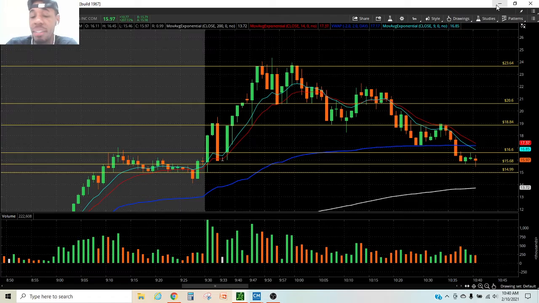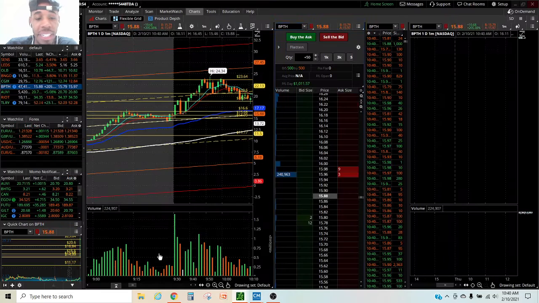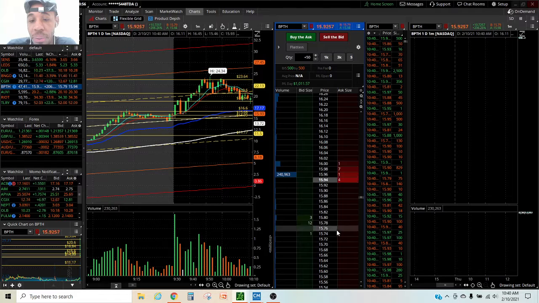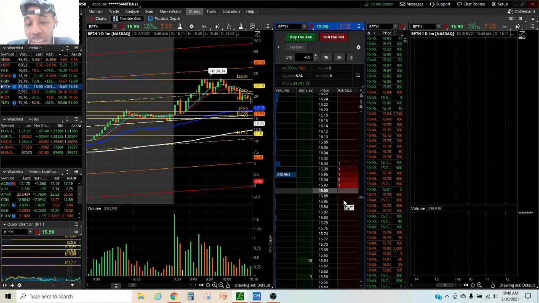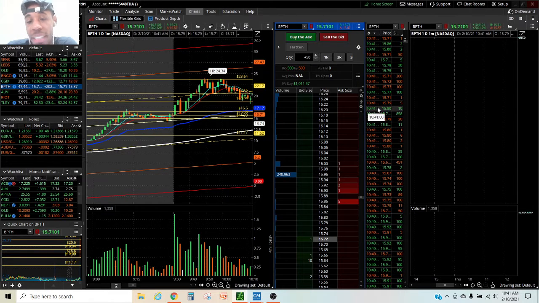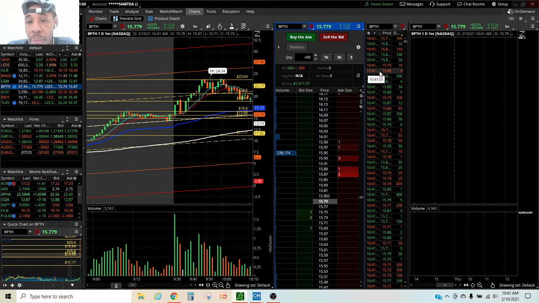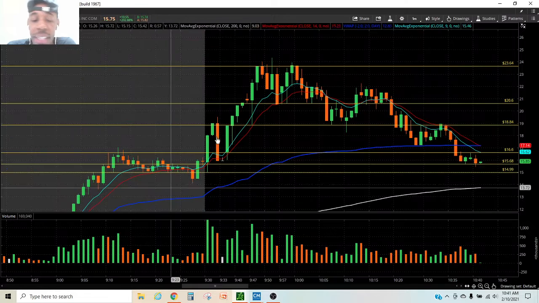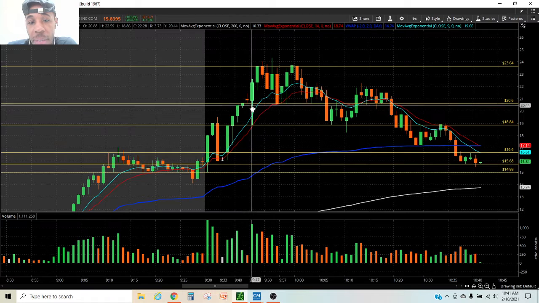Which is over here. Well, not the level 2. On the level 2, I was looking over here. I'm looking at the level 2, and I'm looking at orders going through on the tape, and I'm seeing, okay, it dipped on me, but it's getting bought up. So it's getting bought up, getting bought up, getting bought up.